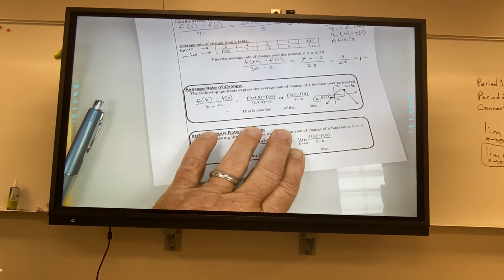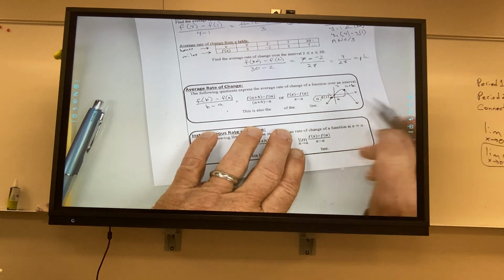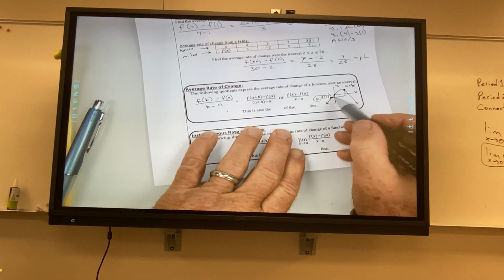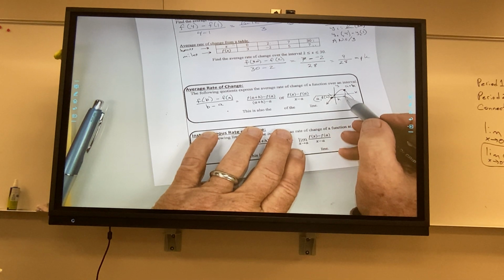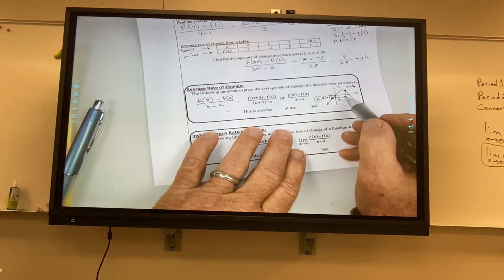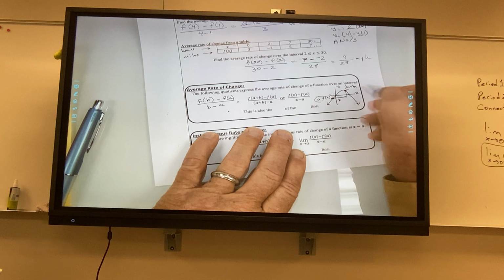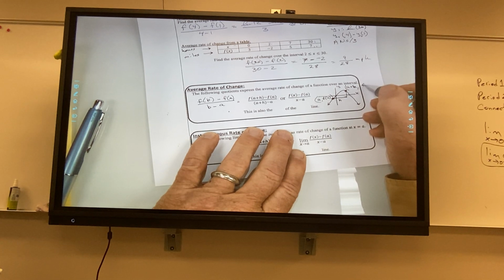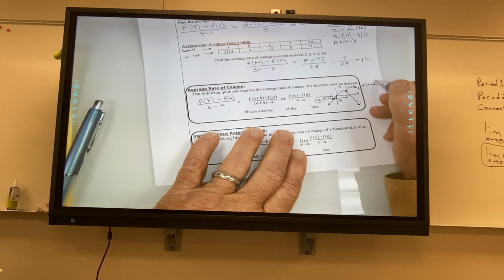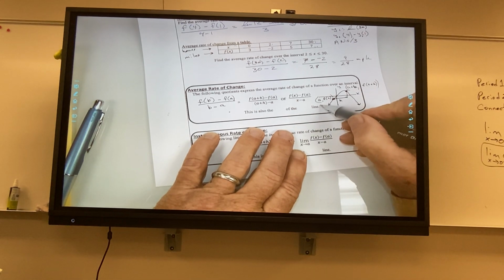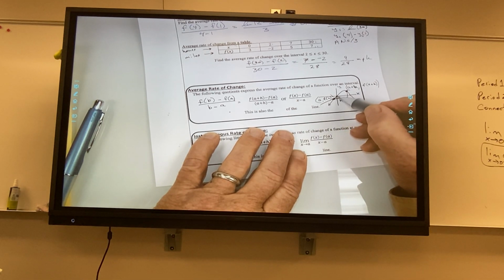Is that making sense to everybody? So if this was a -1 and I went over and h was 3, I'd have -1 plus 3, I'd be at 2, wouldn't I? Yep. Okay? And I'm going to put that a plus h into f to get my y value. And then I'm going to compute that slope.